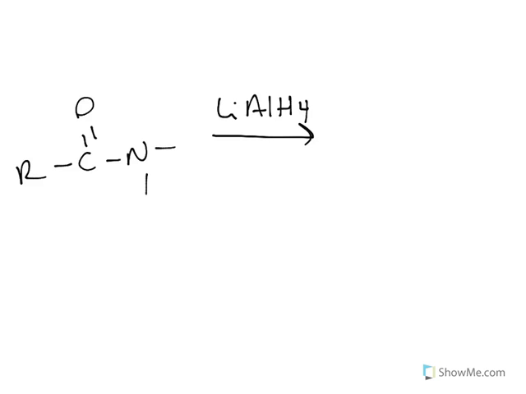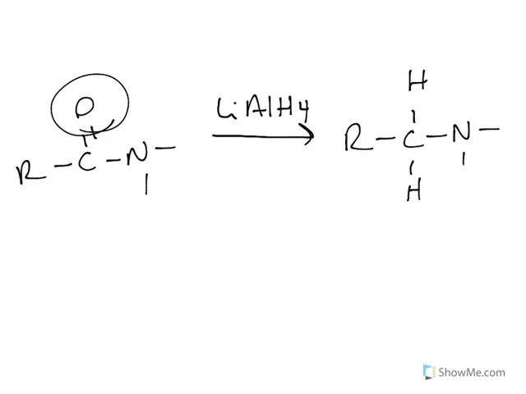So let's recap that. We take the amide and we reduce with lithium aluminum hydride. What gets kicked out here? That whole oxygen. It's gone. And what's in its place? Single bonds to hydrogen. So this gives us an amine. So reduction of amides with lithium aluminum hydride gives an amine.